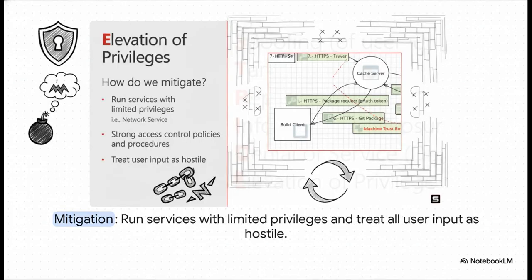Mitigating this is absolutely crucial, and you'll want to remember these for your exam. First is the principle of least privilege. This means you always run your services with the absolute minimum permissions they need to do their job, and nothing more. Second, you enforce strong access controls. And third, you live by the golden rule of security. Treat all input from users as hostile until you've proven it safe. You have to validate everything.